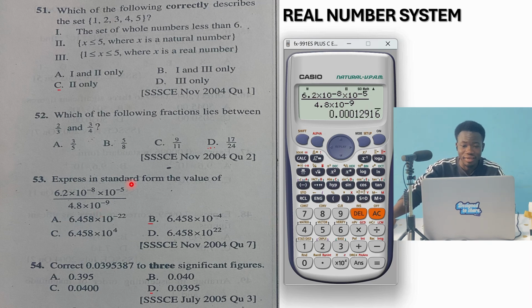But this answer is not inside the options. The answer is this if you want to do it in the standard notation: 1.292 times 10 exponent -4 is the right answer to this question. It is not in the options. Please, if you know the correct answer, or you know why the answer is not there, put it in the comment section. But I'm going to explain that.